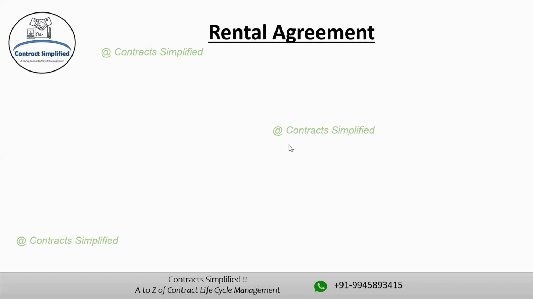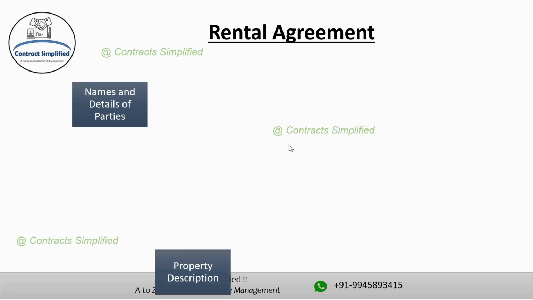Now, let us understand what are the major clauses of the rental agreement. The first one is name and details of the parties. Include the full name of the parties along with their permanent address, identification number, that is Aadhaar card, PAN card, passport number, etc. if it is a natural person, or CIN, PAN, GST if a legal person, and contact details of both landlord and tenant. This will be followed by property description.